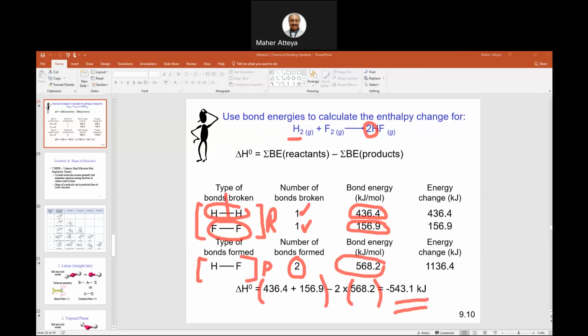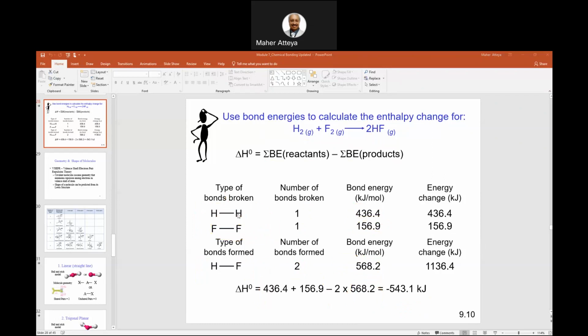Now, what's very unique about this? Come on, you can tell me. I just mentioned it for you. When you break a bond, that's endothermic. So everything is positive. Here is positive, here is positive, all of those are positive, correct? But now we are forming what? HF.